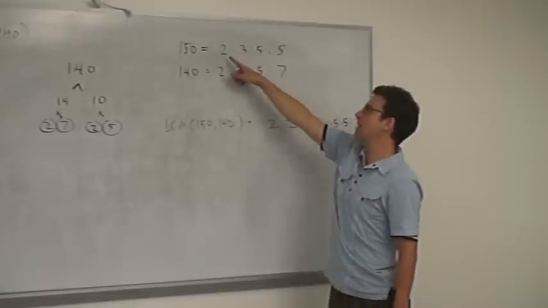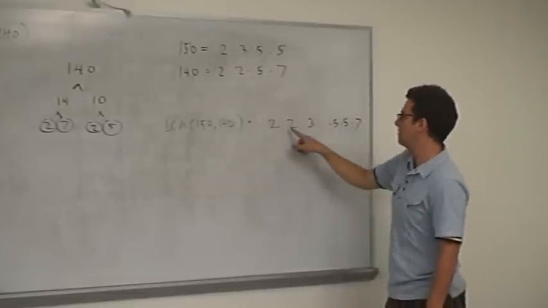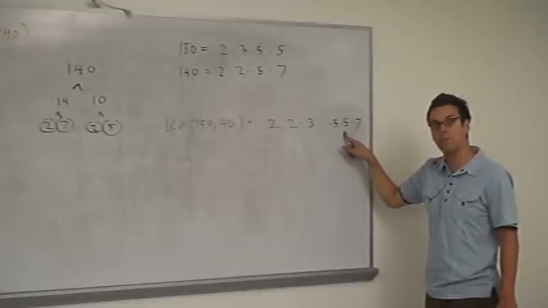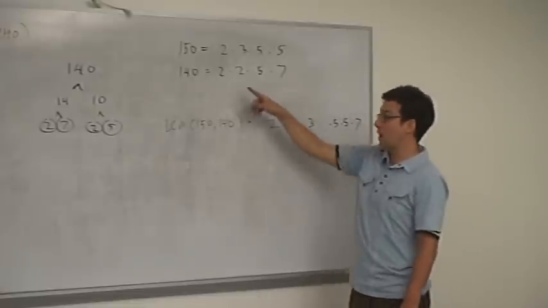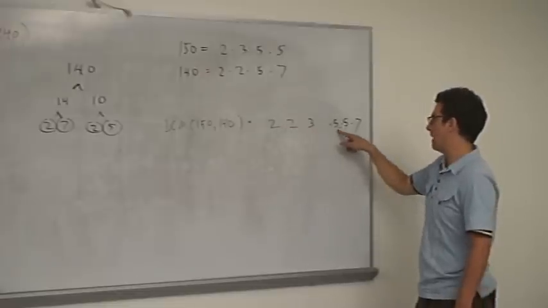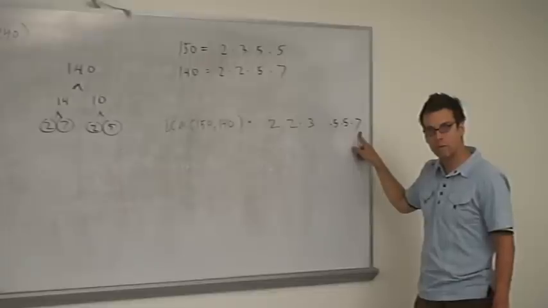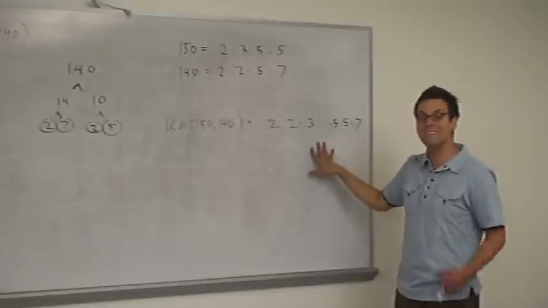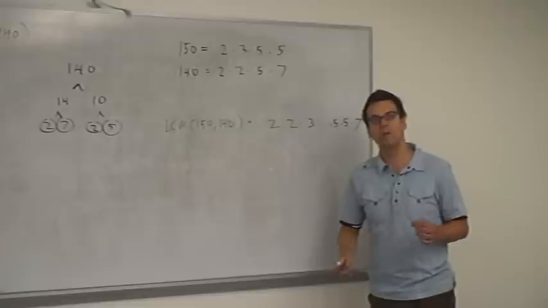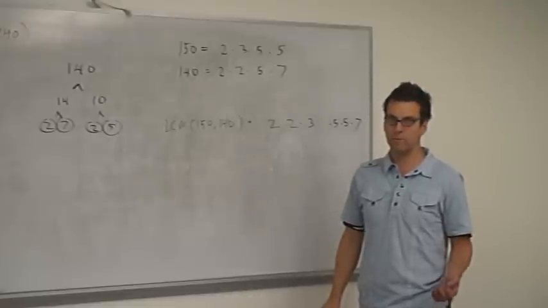Because 150, again, is 2 times 3 times 5 times 5. 2 times 3 times 5 times 5 is right here. So this number right here is a multiple of 150. 140 is 2 times 2 times 5 times 7. And I can find 2 times 2 times 5 times 7 here as well. So this number is still a common multiple of 150 and 140. So the previous number couldn't have been the least common multiple.